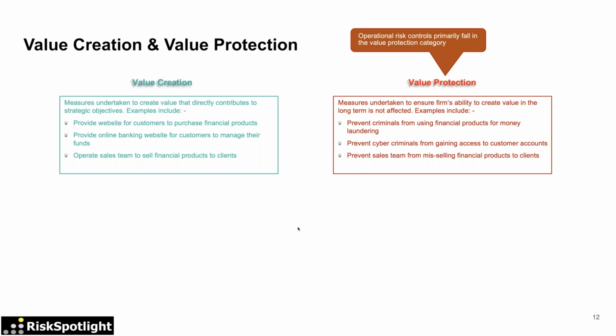Examples could be preventing criminals from using your financial products for money laundering. That would be part of the value protection activity. It doesn't directly contribute to an increase in revenue. In fact, it's the opposite, right? It reduces your revenue, but because of the regulations and practices, you want to stop criminals using your financial products for money laundering, prevent cyber criminals from gaining access to customer accounts, and prevent the sales team from mis-selling financial products to clients. We need all of this value protection, because if you don't do that, things may happen which will affect our ability to create value.